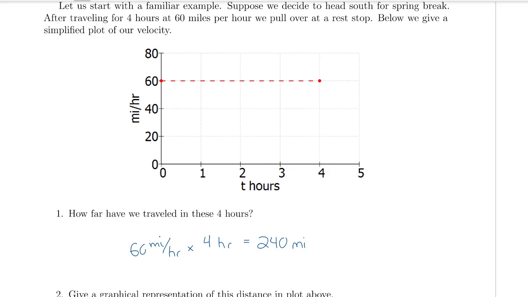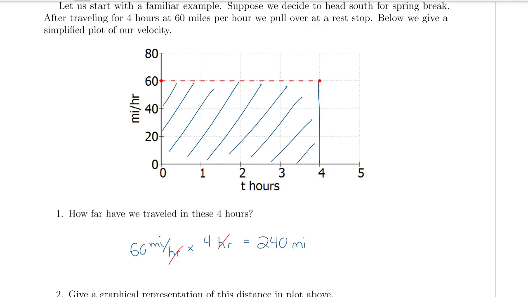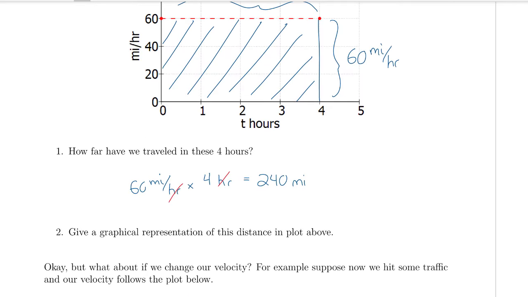That, of course, comes from the fact that we were moving at a constant 60 miles per hour for 4 hours. And so we multiply that and we can include our units and see that the hours will cancel and we're left with 240 miles. And the area of this rectangular region corresponds to the 240 because on one axis we have a length of 60 miles per hour, and on the other side length we have our 4 hours. And so this area that's shaded represents our change in distance, and so that will be an important point of this section. So that actually answers question 2.